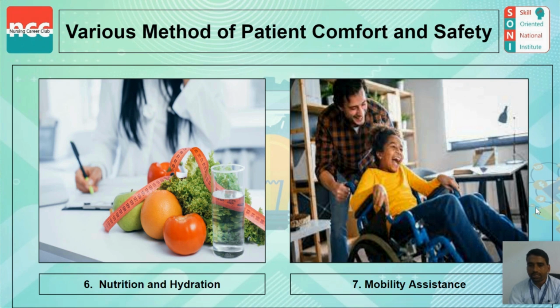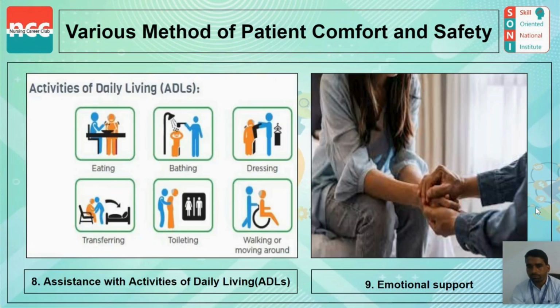Seventh one is mobility assistance. Mobility assistance means that a person helps another person to move from one place to another with the help of a wheelchair or a walker. Eighth one is assistance with activities of daily living. There are many daily living activities like eating, bathing, dressing, transferring, toileting, working or moving around.